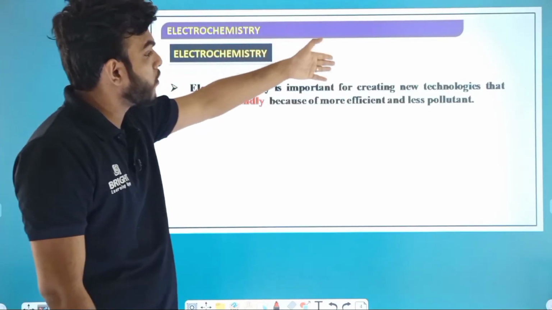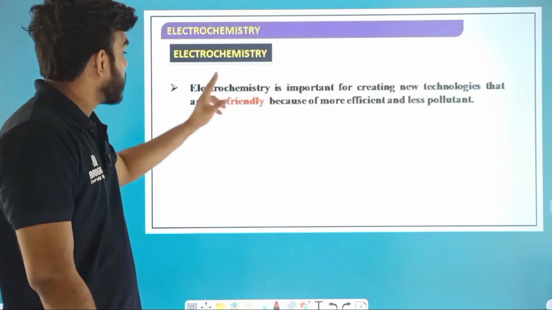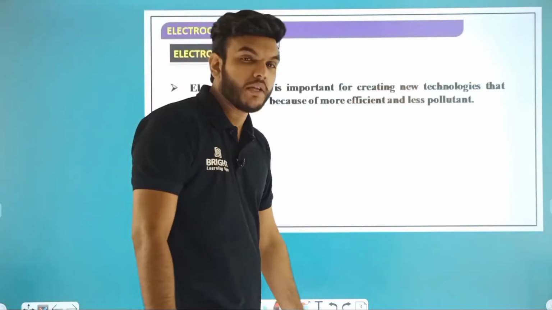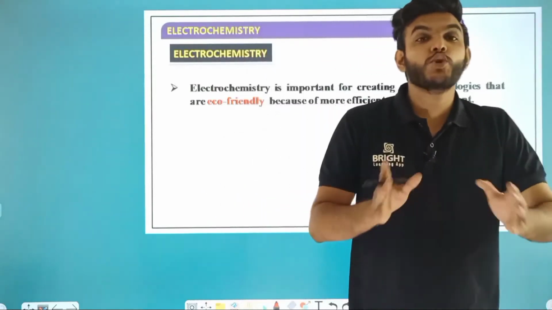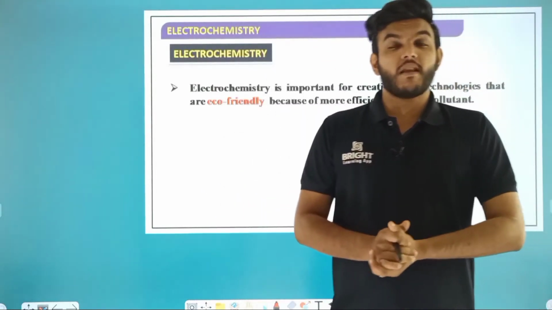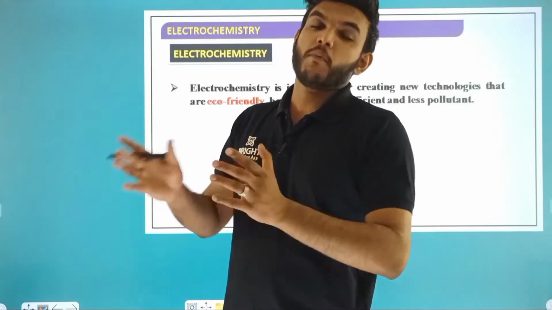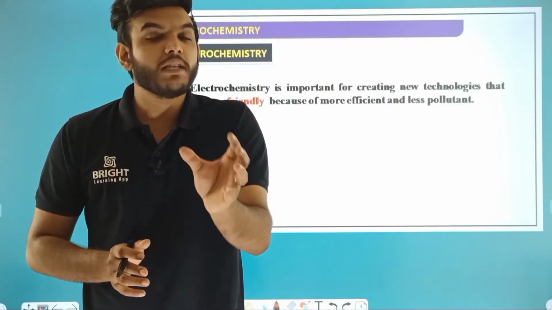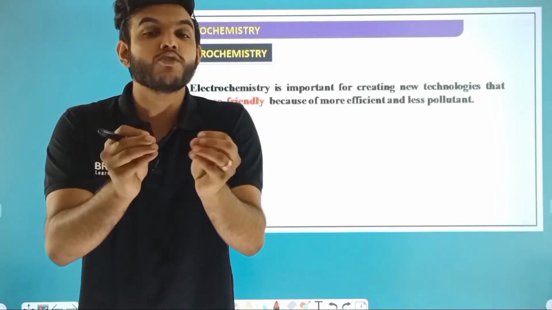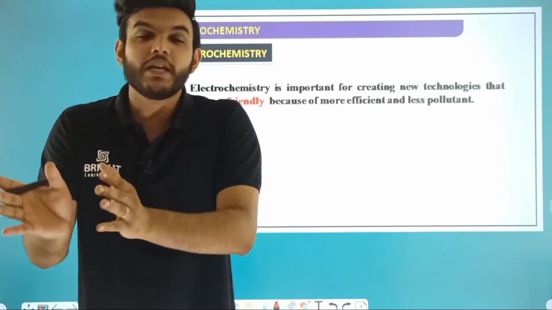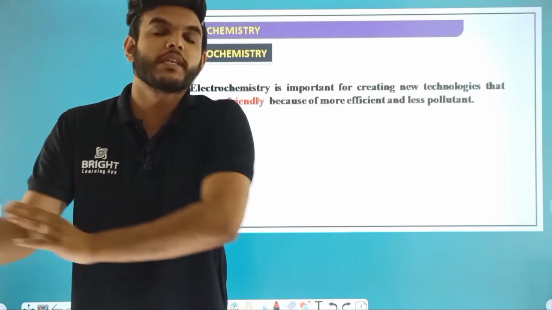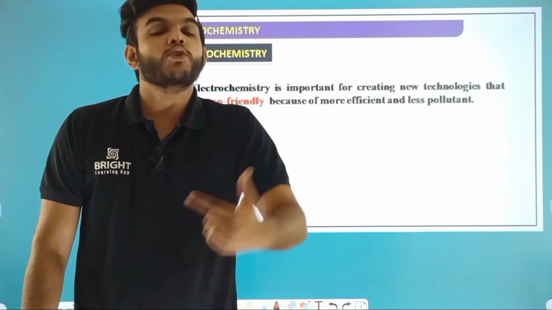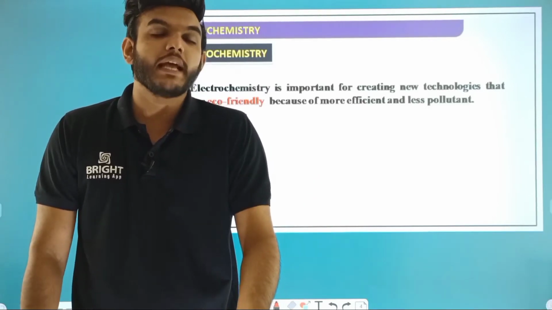Electrochemistry is important for creating new technologies that are eco-friendly because they are more efficient and less polluting. I already gave you the new gen vehicles, new cars, Tesla, we can say the Tesla model cars, they have a battery, and they are just running based on this battery. The battery life may be 5 years or 10 years. After that, you have to replace the battery of that vehicle. Then you can further use the vehicle again and again.